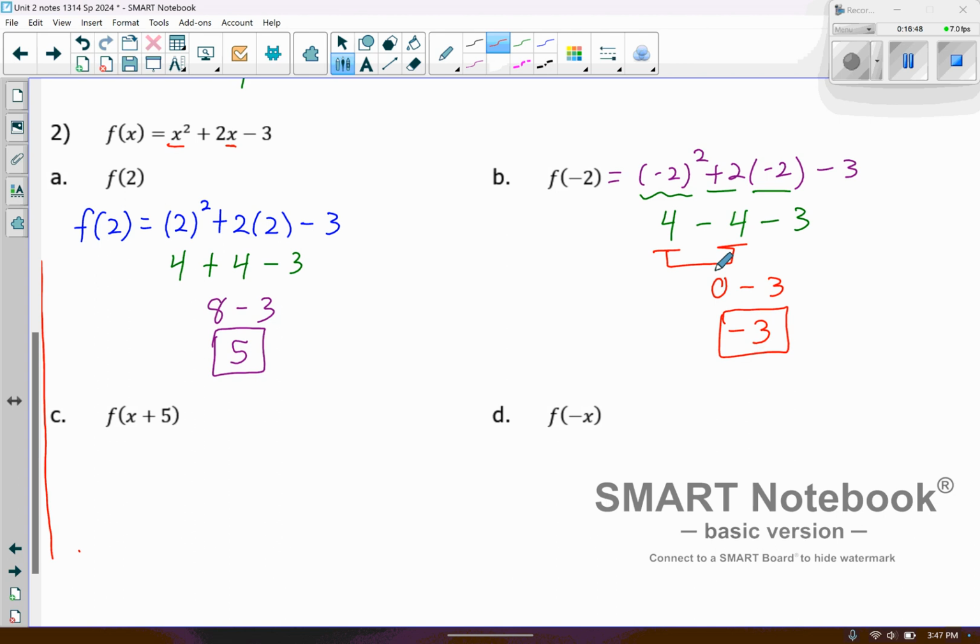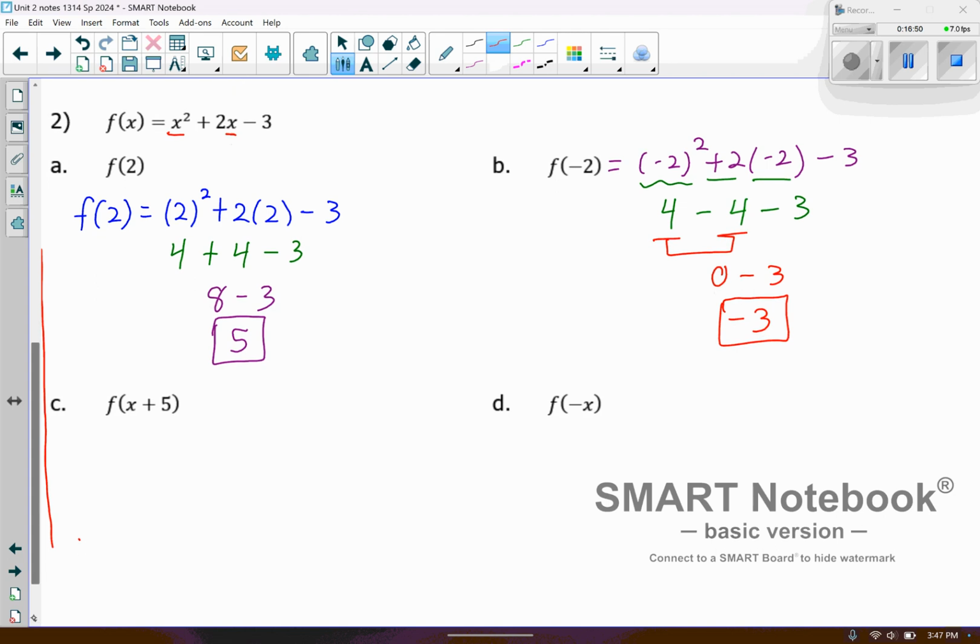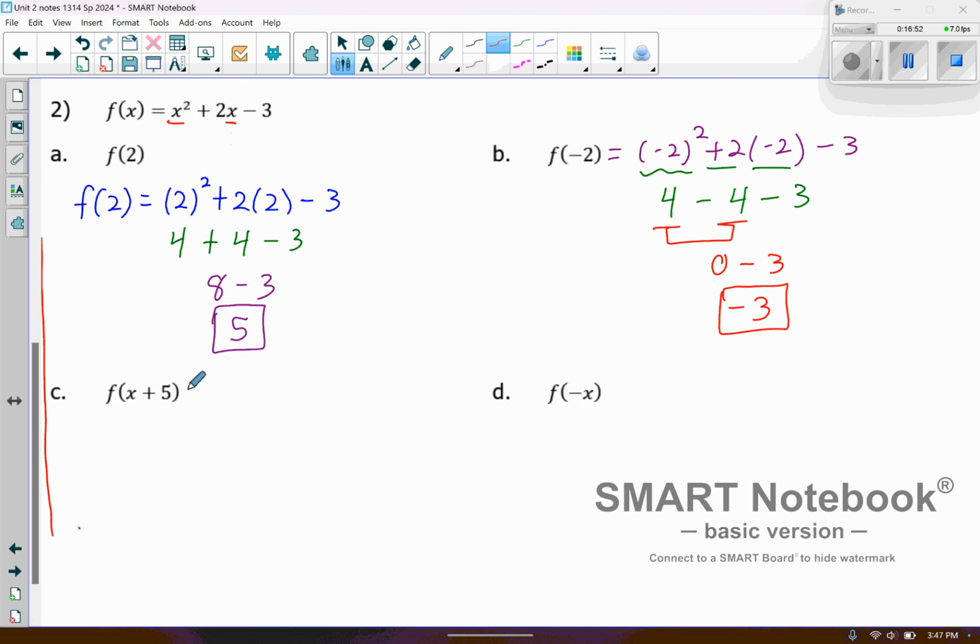All right. Now, example C, we're plugging in the x plus 5. So I'm going to plug that in everywhere I see x right here. So that's going to be x plus 5 squared plus 2 times x plus 5 and then minus 3. Okay, so I'm just plugging in the x plus 5 everywhere I see x.